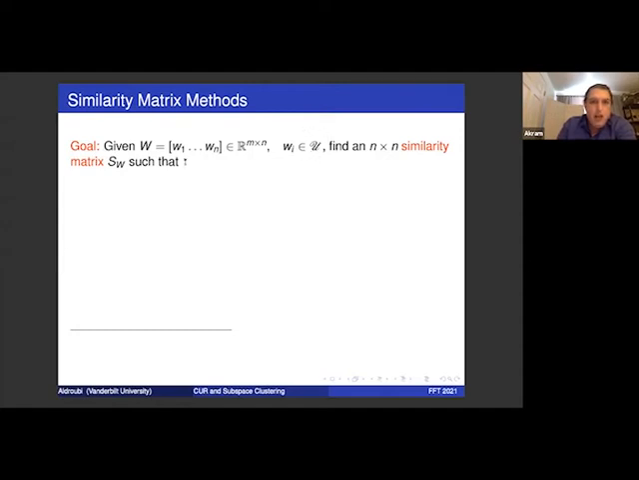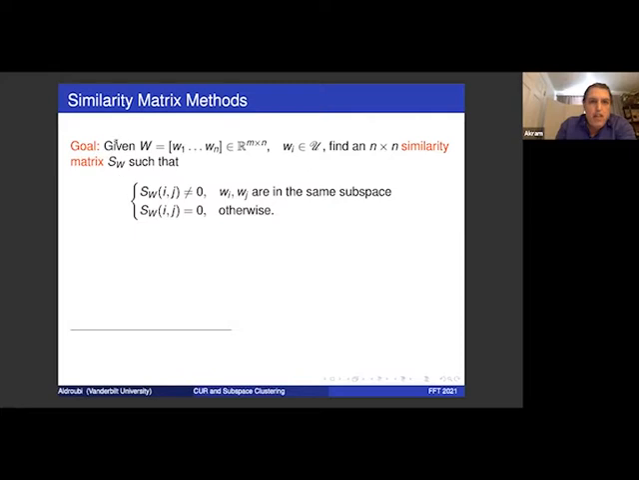And one way of trying to solve this problem is to construct a matrix that we call a similarity matrix. So suppose you have n vectors, n data points. You want to construct an n by n square matrix, let's call it S(W) for similarity of W, that has the following property. It's called similarity because we want it to be non-zero at entry ij if the vector wi and the vector wj belong to the same subspace, say S sub k. And if wi and wj do not belong to the same subspace, we want it to be zero.